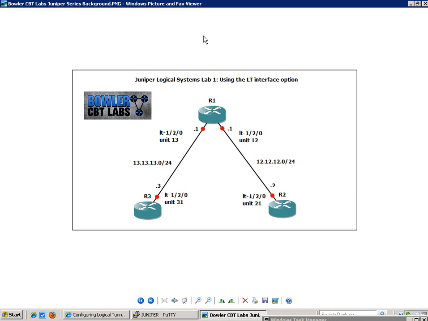And it should be noted that logical systems on an M series Juniper router is not the same as on a J series switch. So on the J series, a logical system represents a class of service option. So it's not at all used in the same manner.